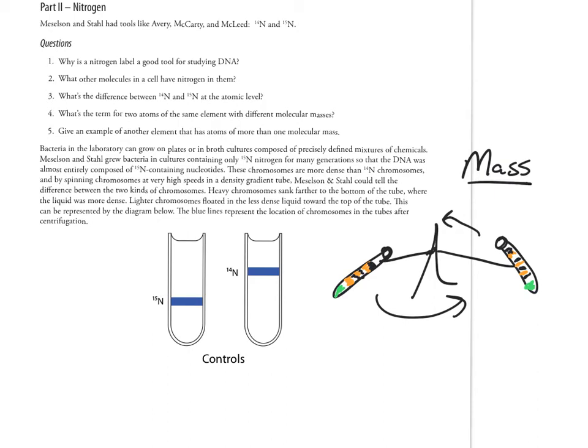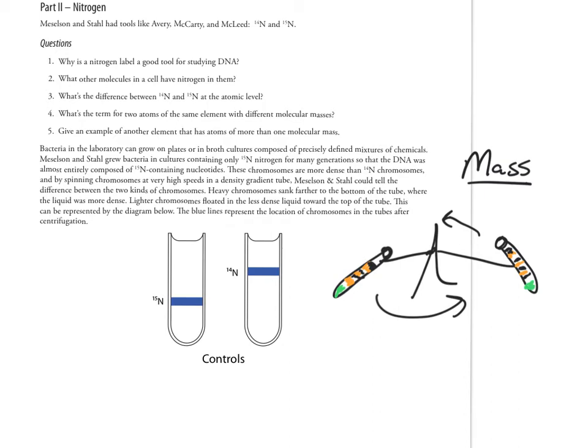So we can take things and put them in a test tube, and we can put a solution in there that has different masses. So this is the lighter mass solution, this is a medium mass solution, this is a heavier mass solution. And when you put the stuff in there and spin it, you're going to get things separating by mass. The lighter stuff stays on top, the heavier stuff stays on the bottom. All right.